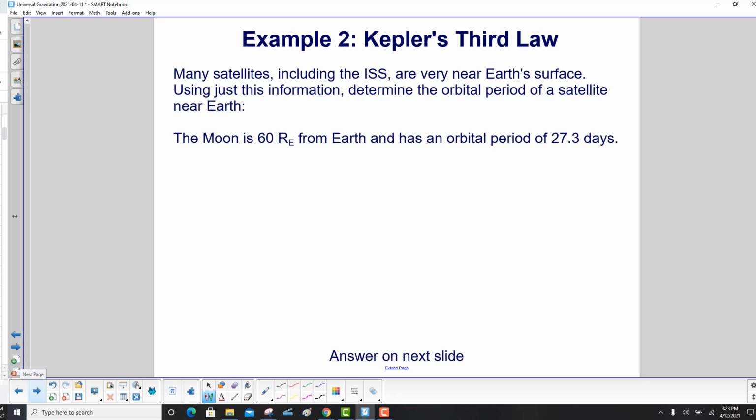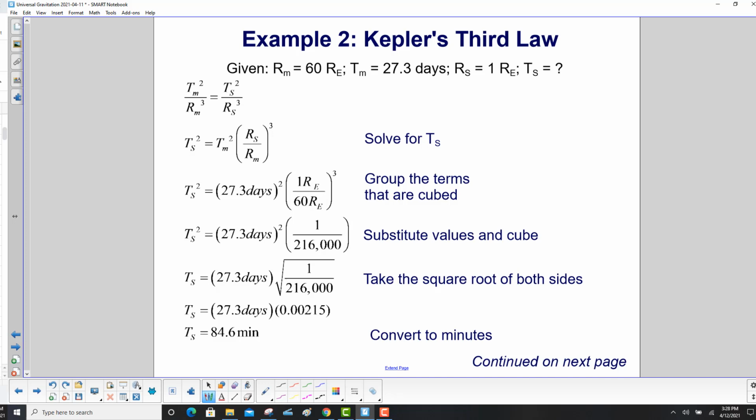Many satellites, including the International Space Station, are very near Earth's surface. Using just this information, determine the orbital period of a satellite near Earth. The Moon is 60 Earth radii from the Earth and has an orbital period of 27.3 days, and this is from the center of the Earth. So here's our given information about the Moon, and we want to find the period of a satellite that just is skimming the surface of the Earth. I know, not very practical, but you'll see on the next slide why we're doing this.